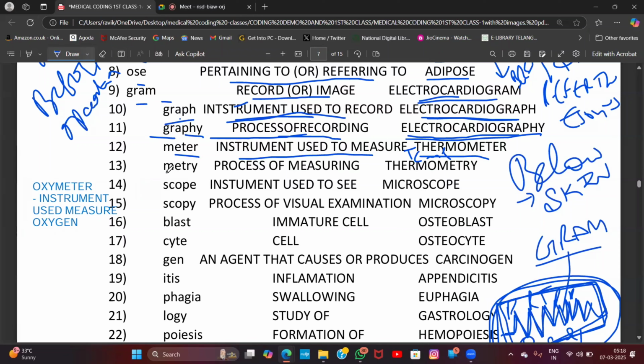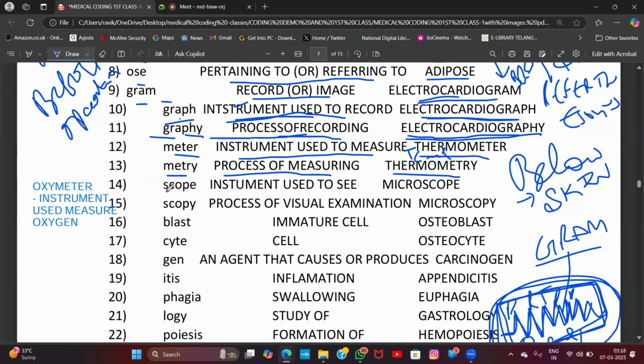Next one, the next suffix is metry. What is meant by metry? Process of measuring. The process of measuring the temperature we call thermometry. The process of measuring of the temperature is called thermometry.